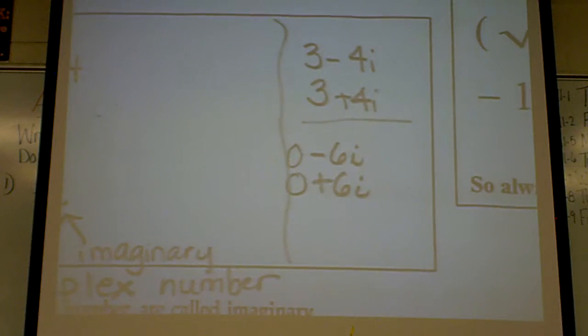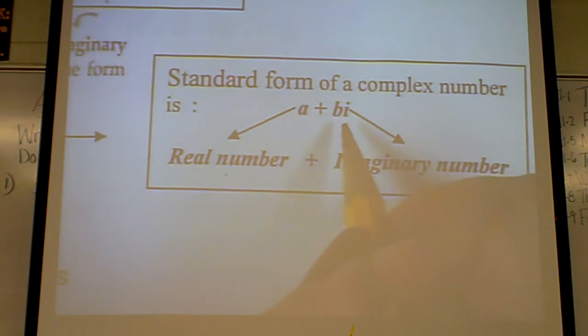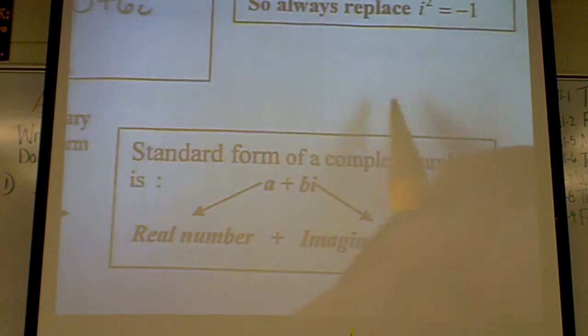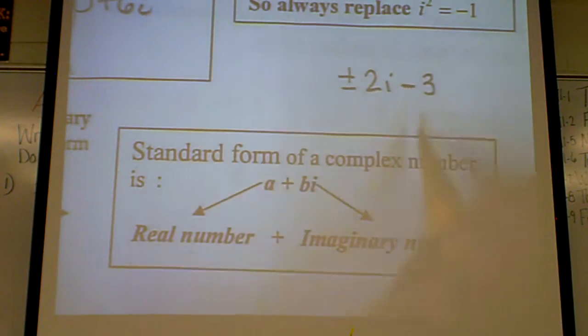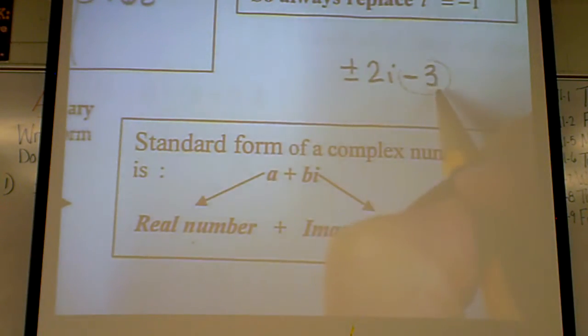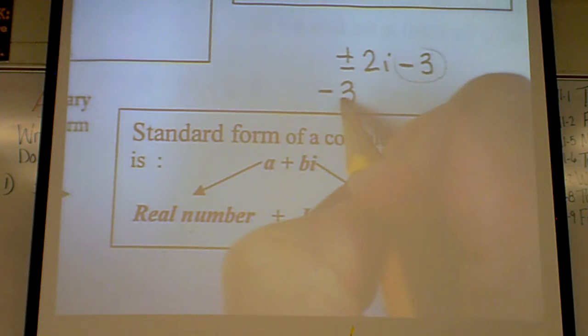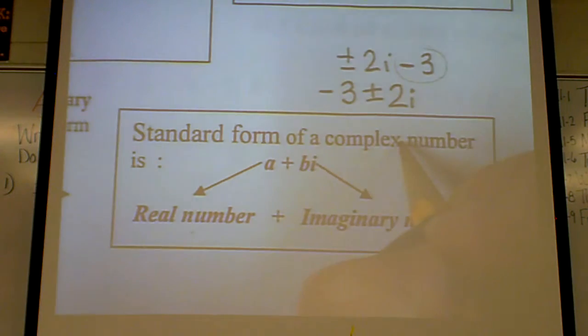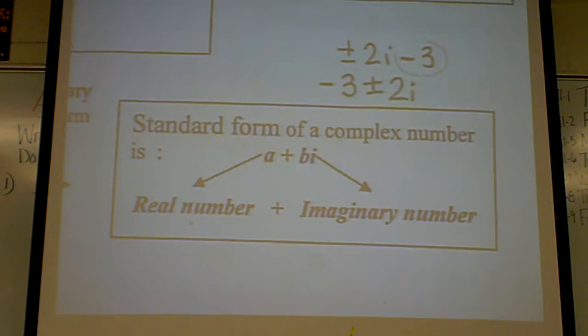So right here, I have examples. I typed this up here: a plus bi. We call this standard form. Please do not write your answers like this, and I have seen people do it. Please don't do that. This is your a value. When I talk about an a value, that's the real number. So your answer should be written like this in standard form: -3 plus or minus 2i. This is your a value, plus or minus. This is the b value, and that's your imaginary number. Everyone got that?